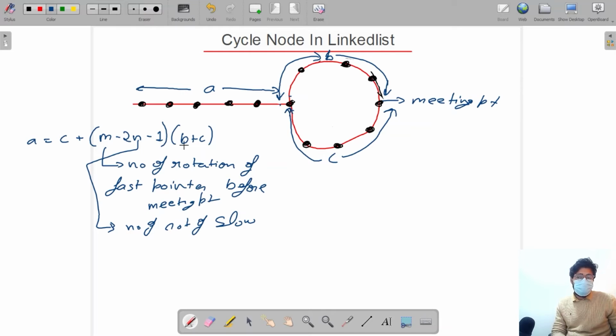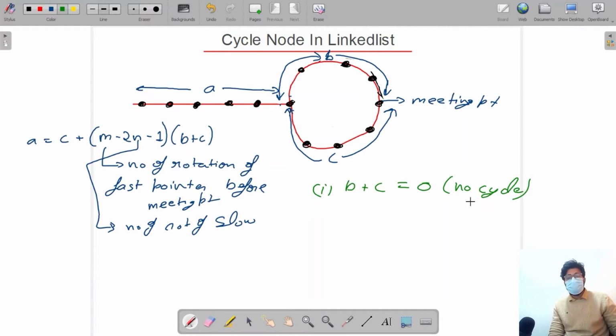Everything is dependent on this formula. First thing: what happens if B plus C is 0? B plus C equal to 0 means no cycle. If the length of B plus C is 0, there is no cycle present in the linked list, so the linked list is linear at that time and we cannot do anything. If a cycle is not present, what is the starting node? No starting node.